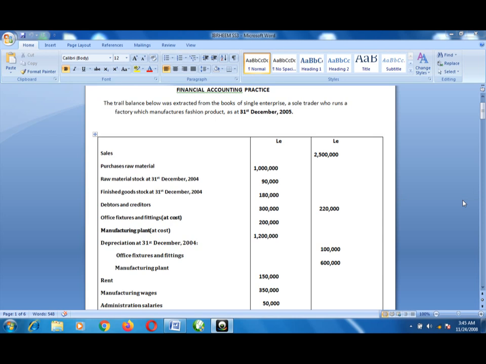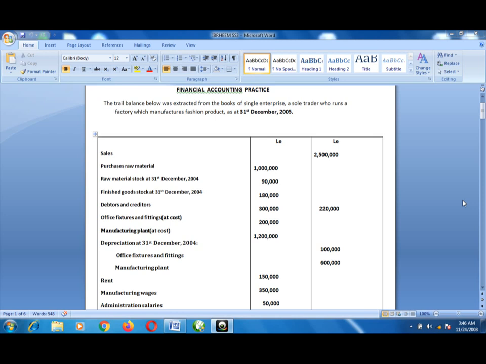And this is the continuation of our revision class in SS3. And the last one on this manufacturing account is this question. That's the past question on Acct. You are given the trial balance below, extracted from the books of Single Enterprises, a sole trader who runs a factory which manufactures fashion products as at 31st December 2005. And you have the debit and credit.